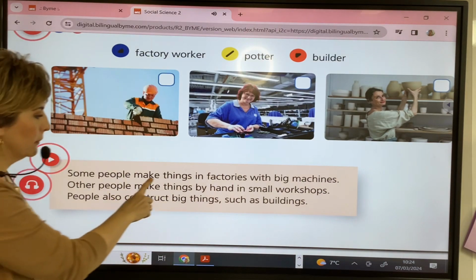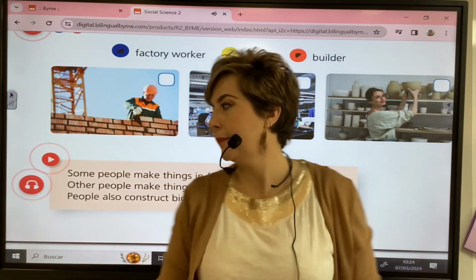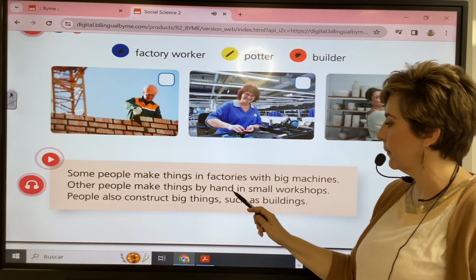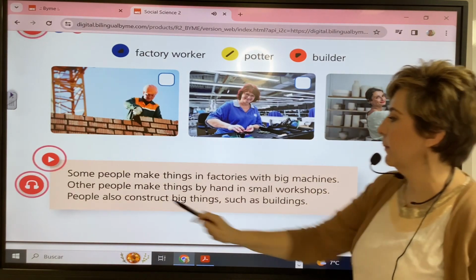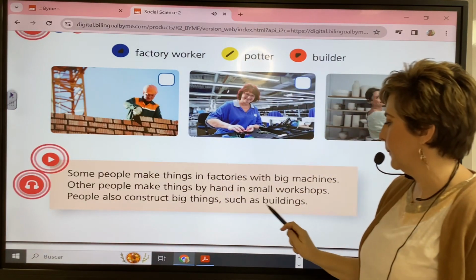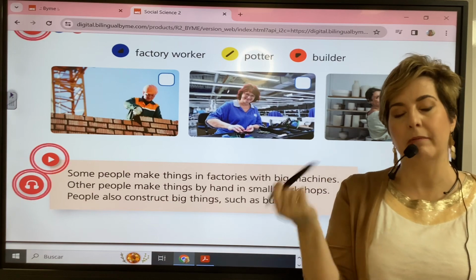Some people make things in factories with big machines. Other people make things by hand in small workshops. People also construct big things, such as buildings. Remember, listen, pause, and repeat.